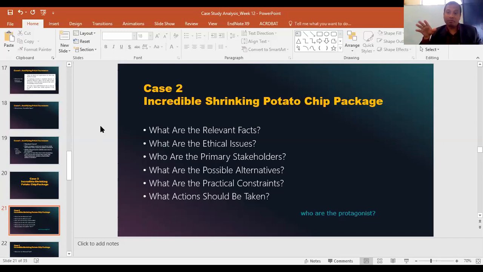There could be a number of protagonists, but if there are multiple protagonists, then we have the concept of who is the main protagonist. Who is the main advocate? Who is the main person the issues revolve around? In the first case, who was the main protagonist? It was Sam. In the second case, who is the main protagonist here? Julie, because as a brand manager, she has to take the decision regarding packaging, downsizing, that kind of thing.